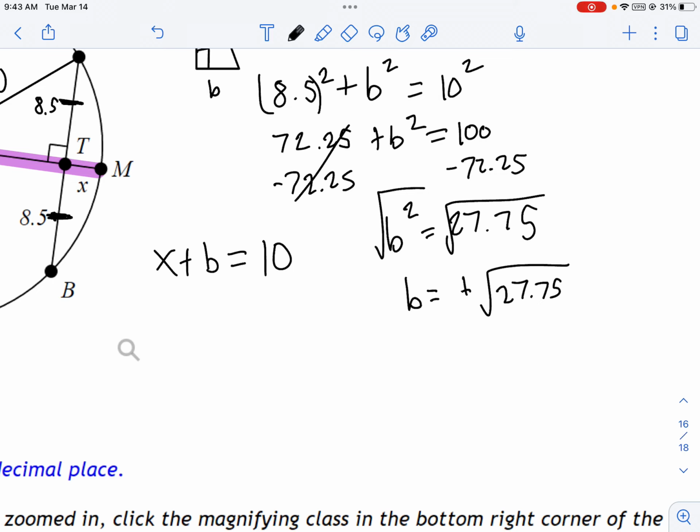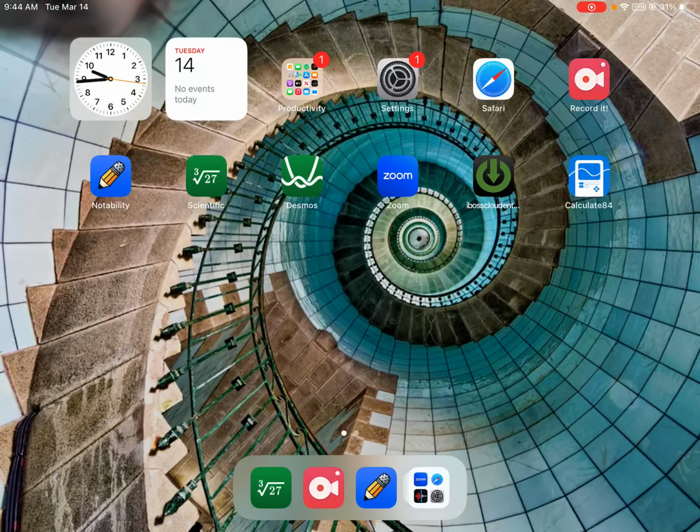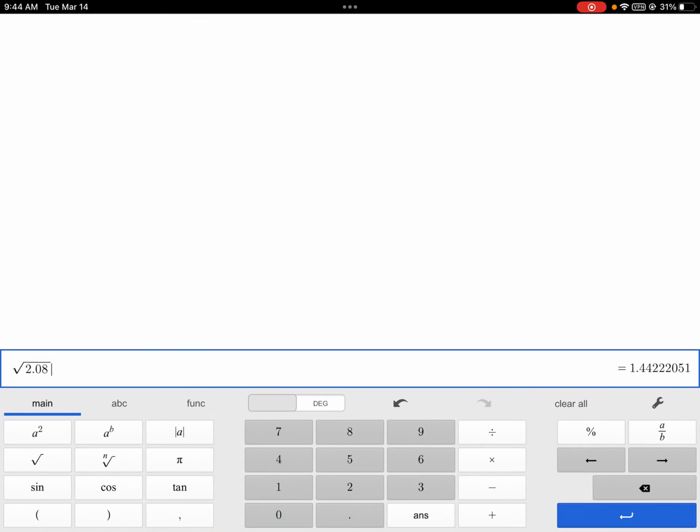And we know that if we take that number and add it to our x, we should end up with 10. So if we want to solve for x, take the b over to the other side, and 10 minus our value for b, which is the square root of 27.75, we should end up with our x. So this is a time where I return right to my calculator. 10 minus the square root of 27.75. The calculator returns 4.73217, and so on and so forth.